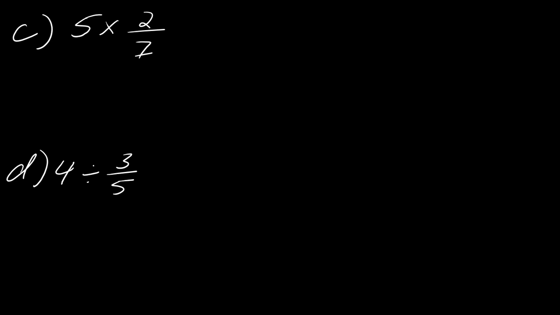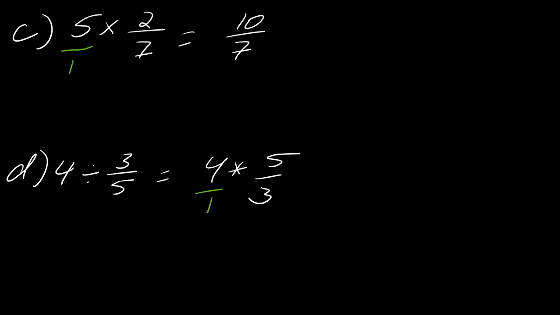Okay, so for C here, I know that 5 is over this invisible 1, so I can just multiply straight across. So this becomes 10 over 7. And then for this other one, once again, I'm just going to multiply by the reciprocal, but I know that this 4 is over an invisible 1. So this will be 20 over 3.